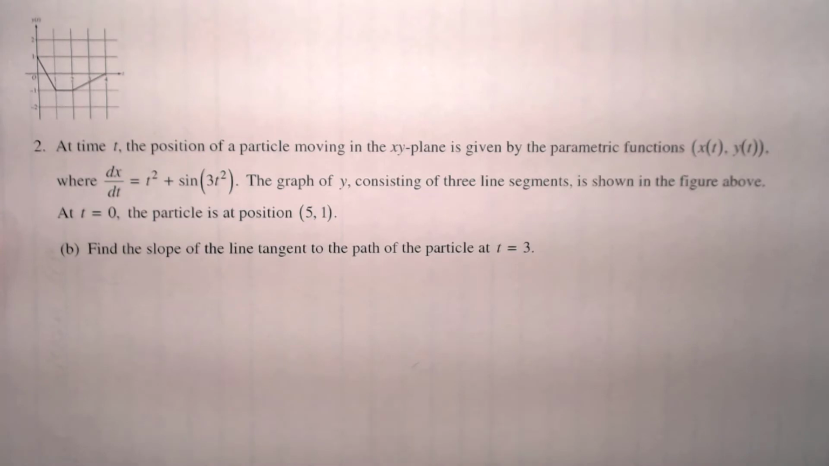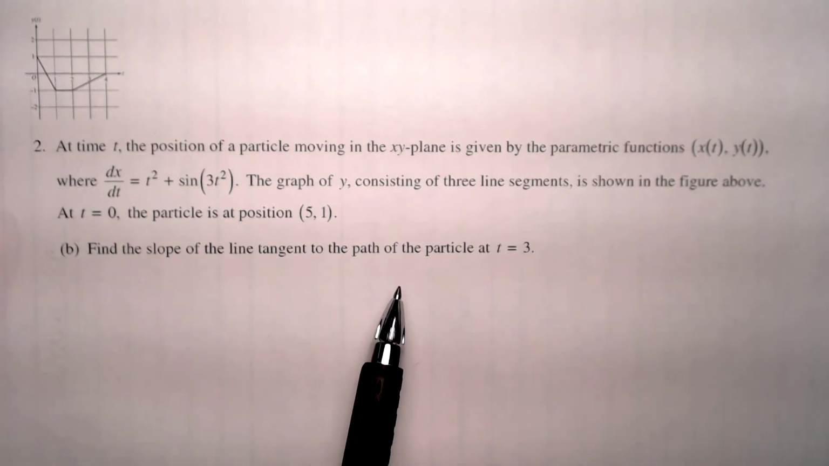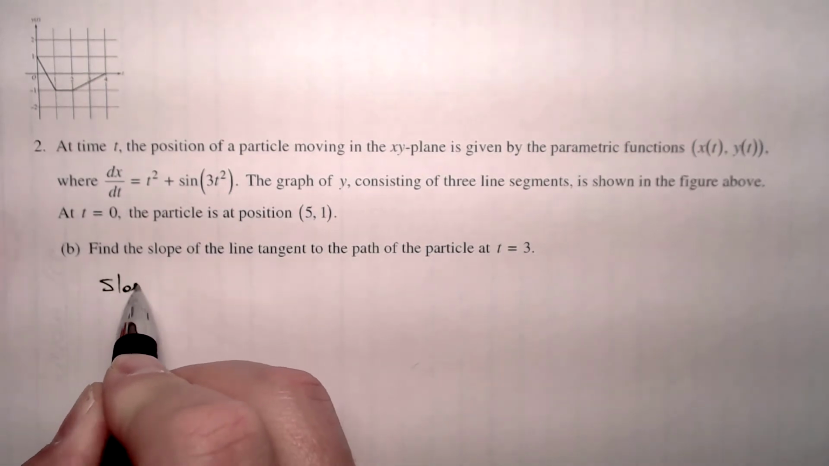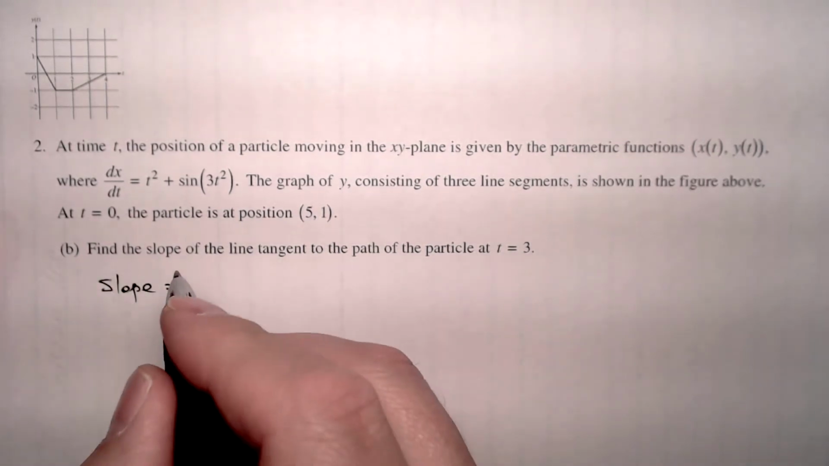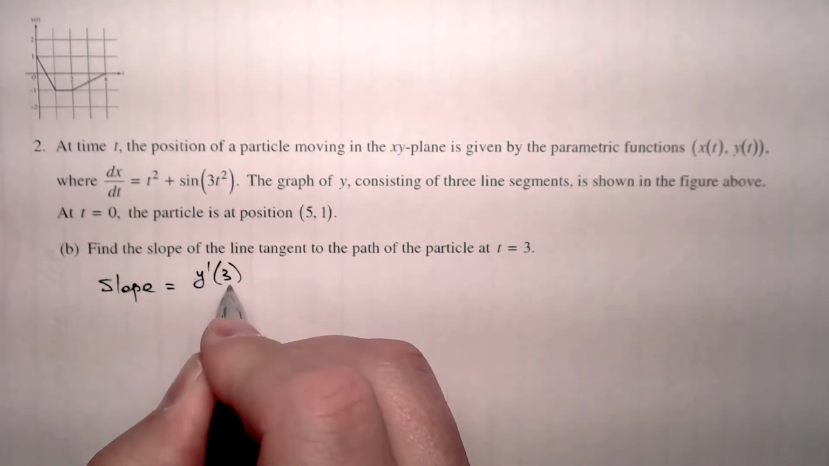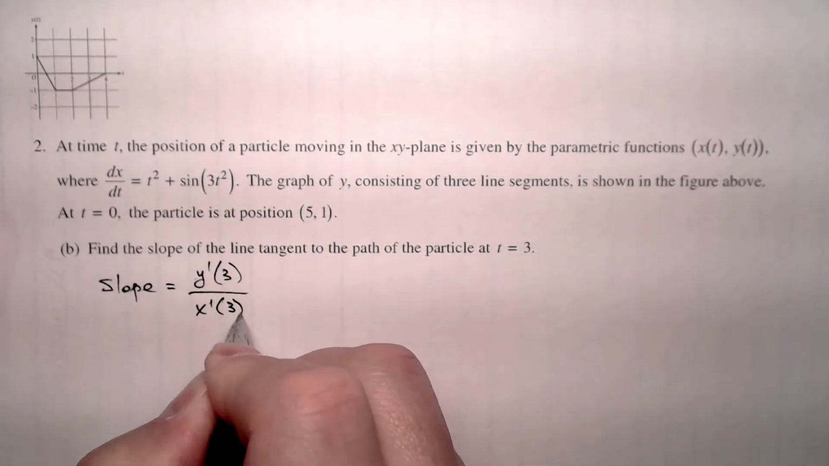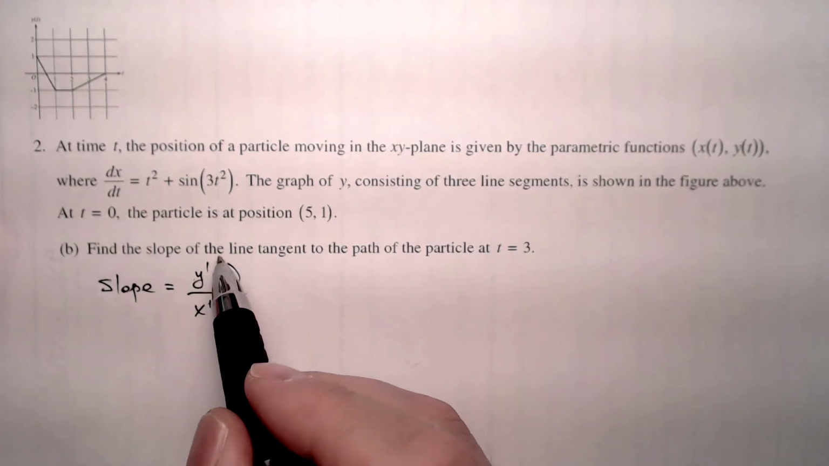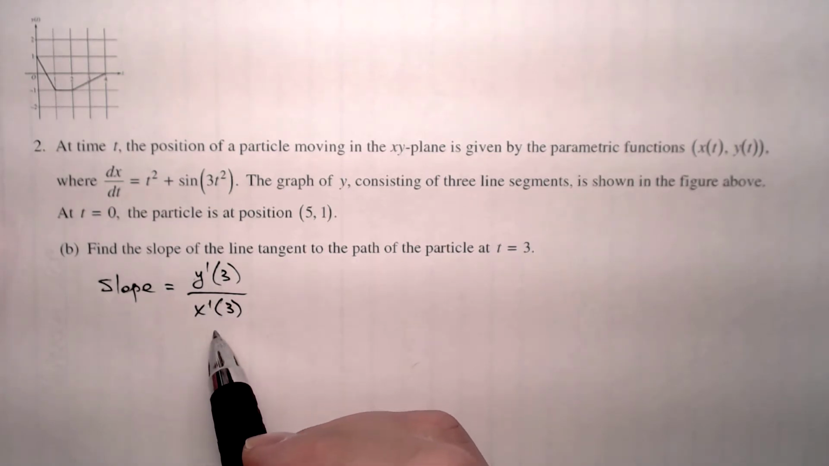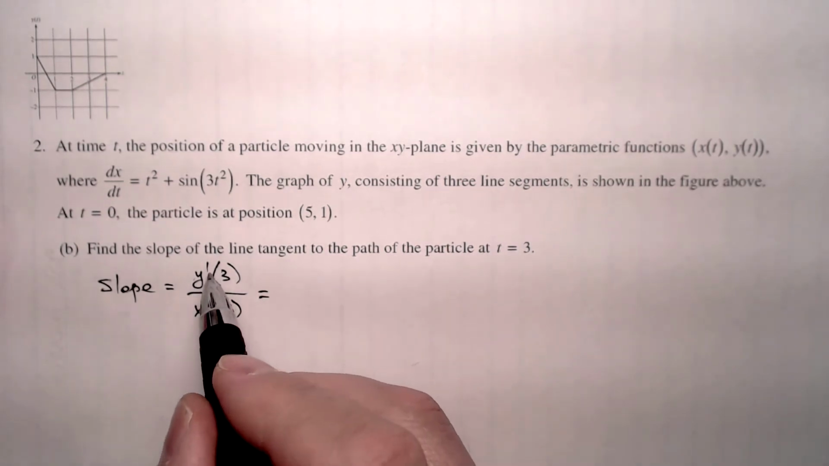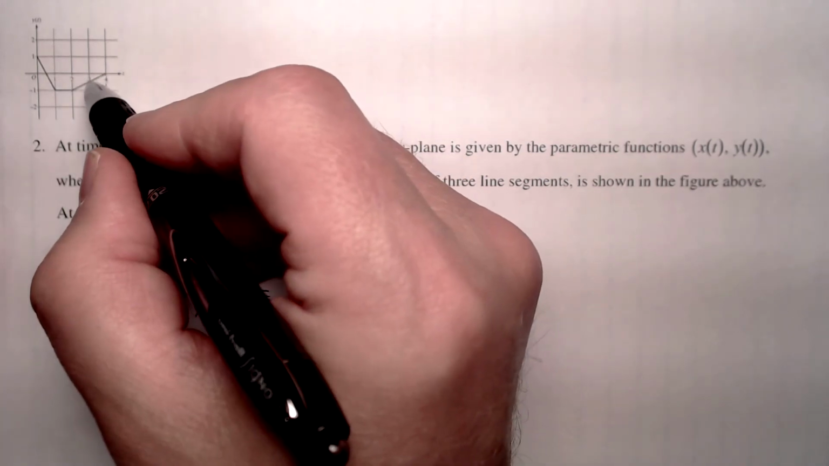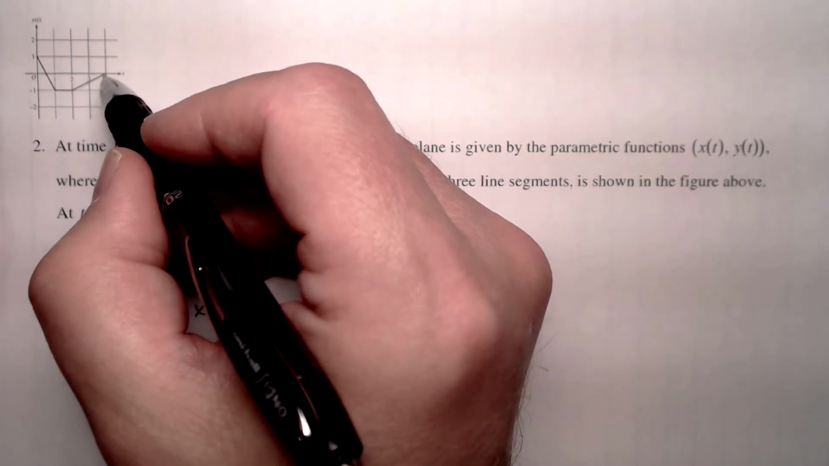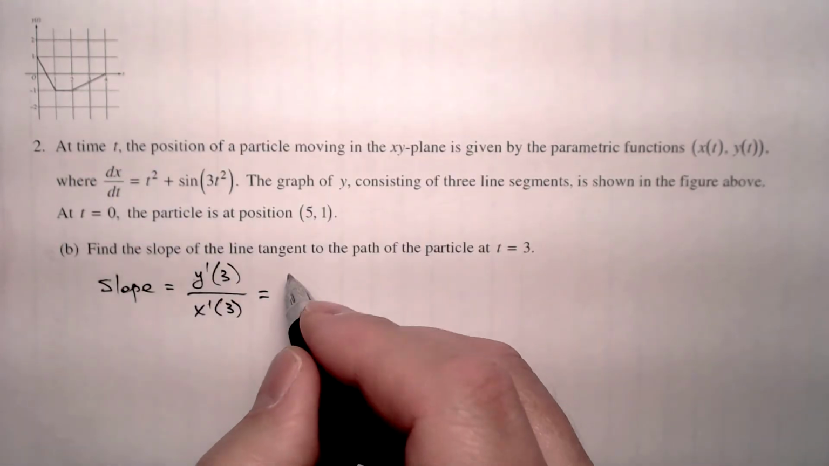In this question we need to find the slope of the line tangent to the graph of the particle at t equals 3. And so the slope is equal to y prime at point 3 divided by x prime at point 3. So it's usually the derivative dy over dx, or in this case it's actually dy over dt divided by dx over dt. So what is y prime at point 3? It's a slope to the graph here at the point 3, which is rise over run, 1 over 2, so this is equal to 1/2.